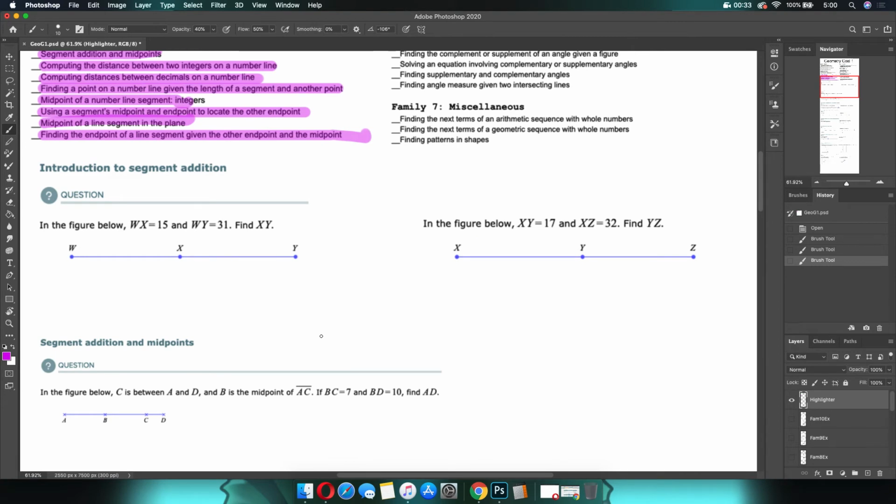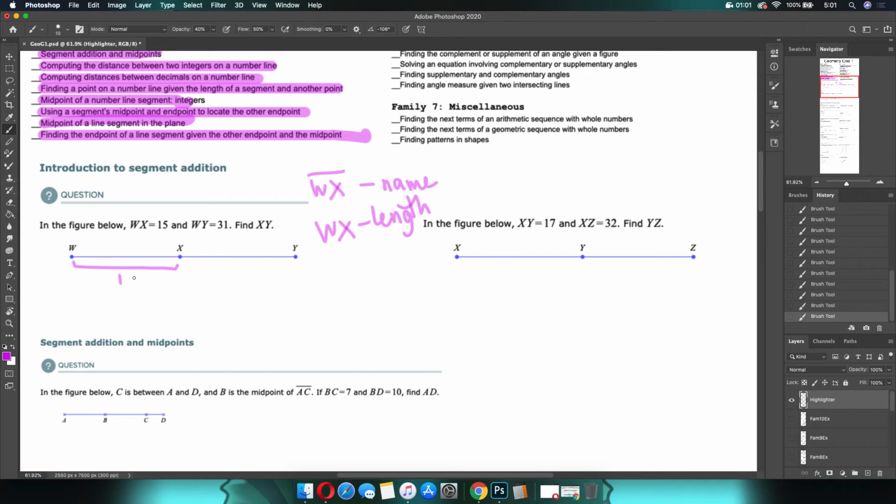What we are told, so that you understand going forward, there is a difference between WX and WX. This is the name and this is the length. So as you go through, reading geometry is just as important as the vocab, as important as everything else. So knowing which is going to be really important. When they say WX equals 15, they mean that this entire length is 15. And then they tell you that WY from here to here is 31, and you're supposed to find XY.